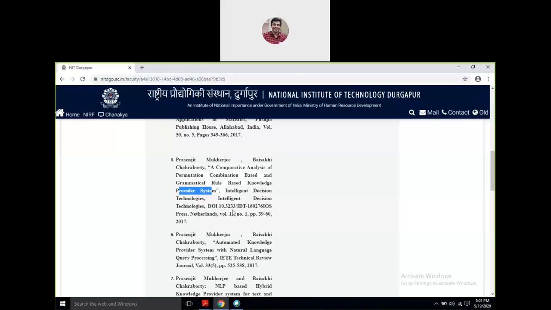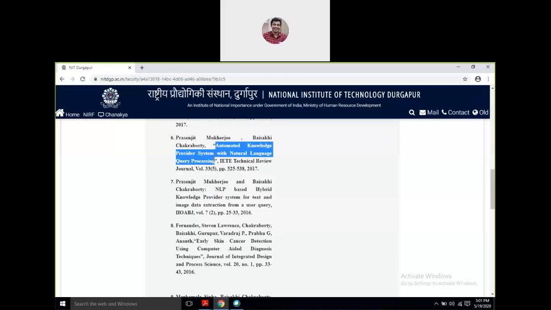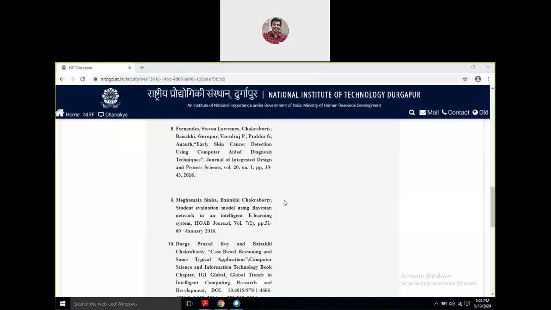Now, automated knowledge provider systems with natural language query processing, these are some of the case based models or modules you may talk about. I'll be giving you the practical work on all these things. I'll be talking about it. Don't worry. I'm just showing you that these are the areas in which I have seen my friends or my teacher working.